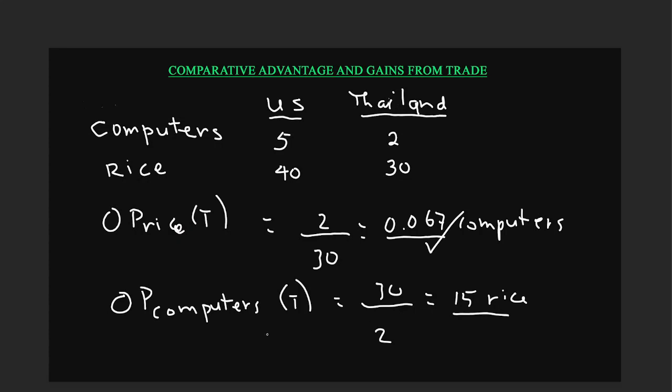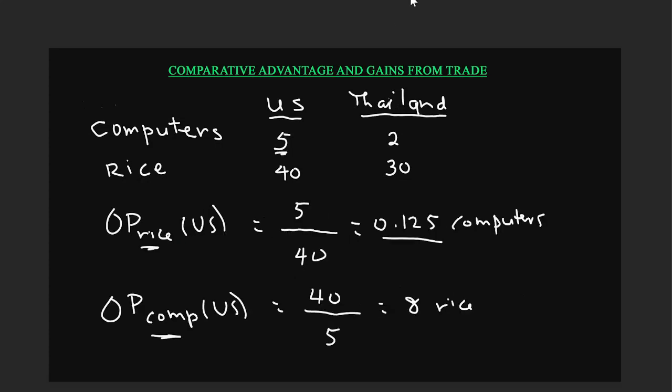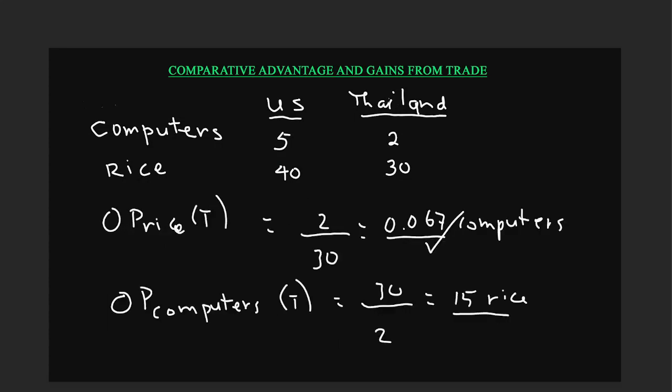Okay, let's look at the cost of computers. It costs Thailand 15 bags of rice to produce a computer. It costs the United States 8 bags of rice to produce a computer. So the cost of producing a computer is cheaper for the United States than Thailand. So we say that the US has a comparative advantage in the production of computers. That means that America should specialize in the production of computers. Thailand should specialize in the production of rice. Okay, so now we solved the first question.